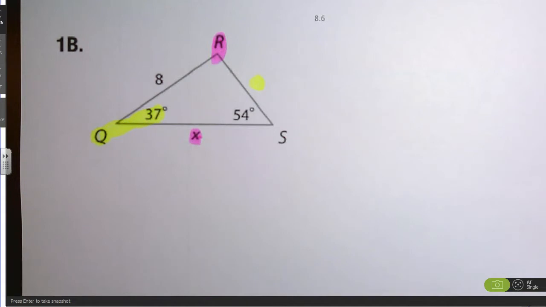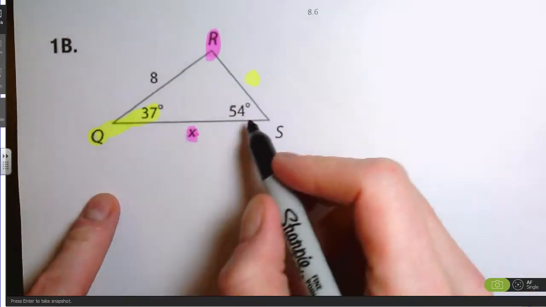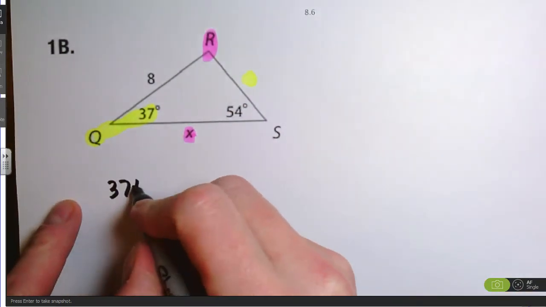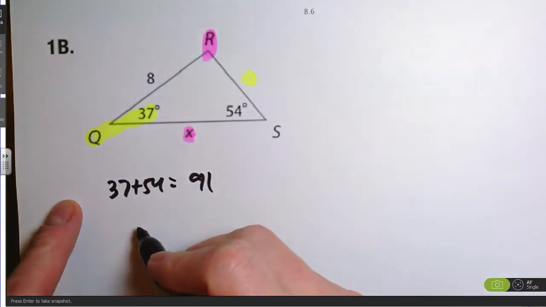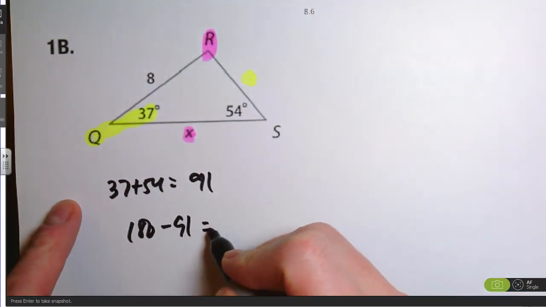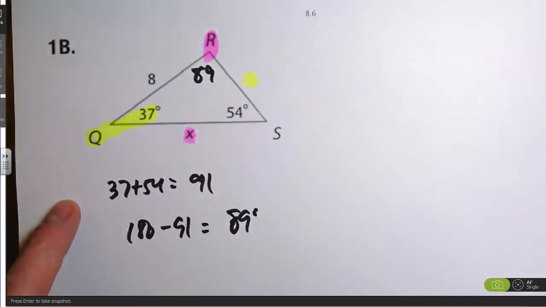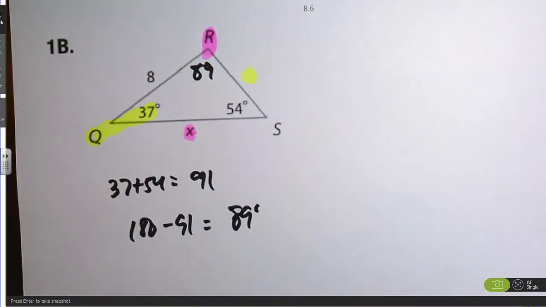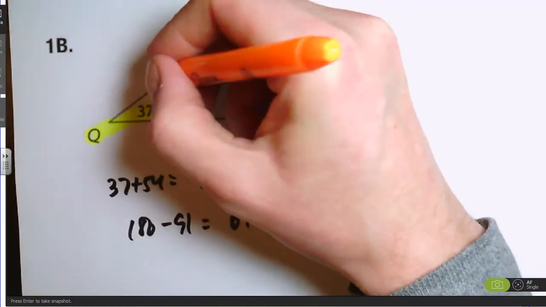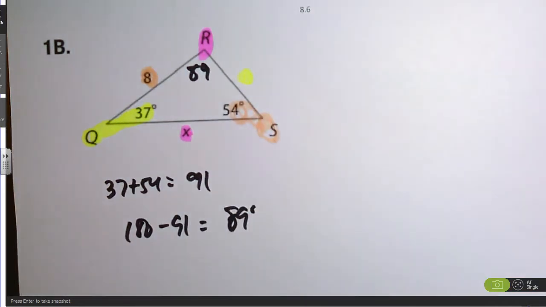So this is where we go back to that previous problem where we say, oh yeah, I forgot, all three angles have to add up to 180. So 37 plus 54 is 91. So 180 minus 91 gives us 89 degrees. That's the measure of angle R, 89. So now, angle R on its opposite side. And then last but not least, angle S on its opposite side.